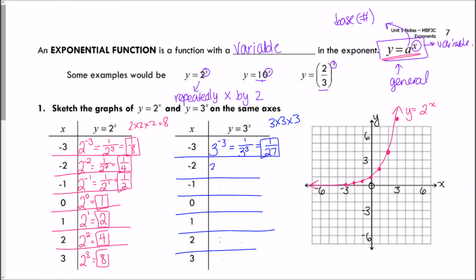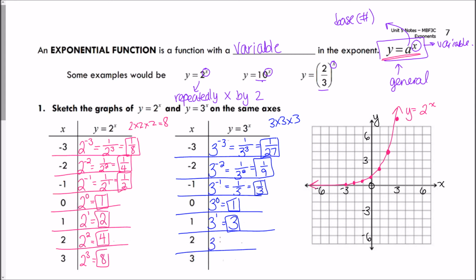Okay, for the next one, it would be 3 to the power of -2, so I get 1 over 3 to the power of +2, so I get 1 over 9. Okay, next one is 3 to the power of -1, so I get 1 over 3 to the power of +1, so I get 1 over 3. Next one is 3 to the power of 0, and anything to the power of 0 is always 1. The one after that is 3 to the power of +1. I don't have to do any flipping because it's a positive exponent, so my answer is just 3.